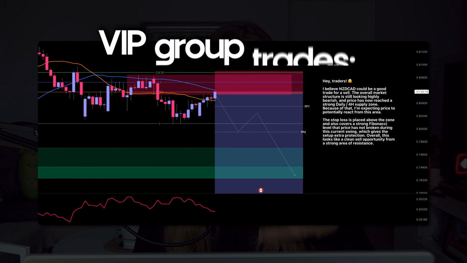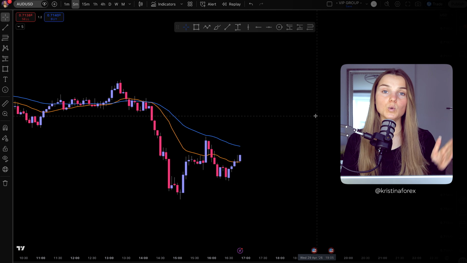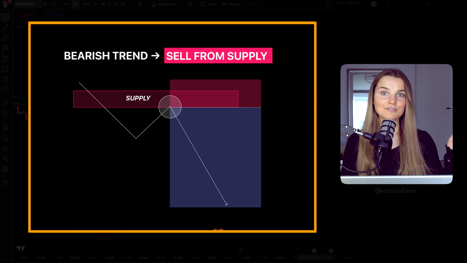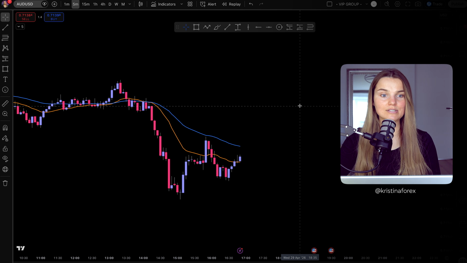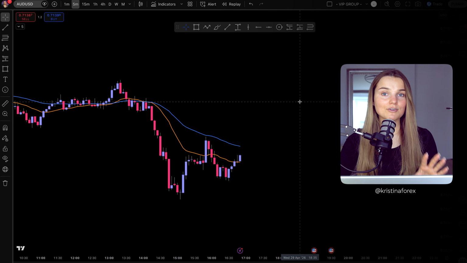So when I talk about the location, I always want to look for a supply or demand zone. So if you are in a bullish market trend, you want to look for a demand level to trade from. If you are in a bearish trend, you want to look for a supply level to trade from. So for example, we have AUD USD on the 5-minute time frame. So you want to identify those supply or demand zones on the 5-minute chart.